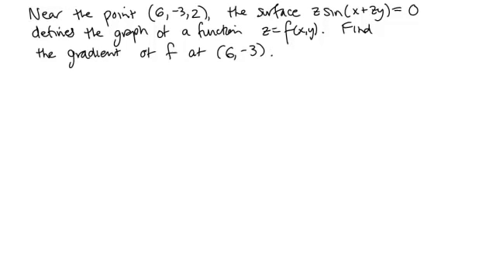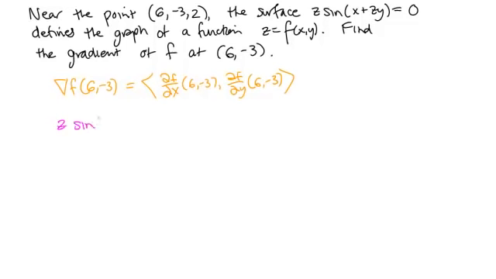So the problem wants us to work out the gradient at the point 6, negative 3. That means we want to work out the vector whose first component is the partial derivative with respect to x at the point 6, negative 3, and whose second component is the partial derivative with respect to y at the point 6, negative 3. So how will we get these partial derivatives? Well, the only equation I've got is this right here, z sine of x plus zy equals 0.